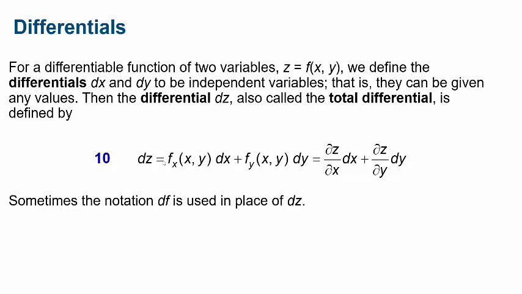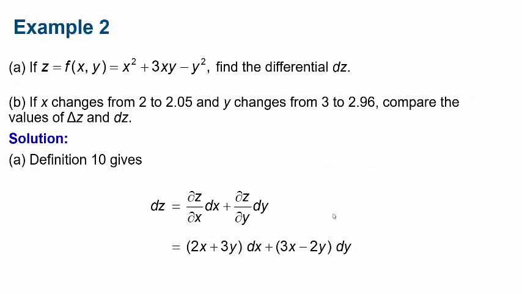dz is equal to the partial derivative of f with respect to x times dx plus the partial derivative of f with respect to y times dy. Or in another notation looking like this. Sometimes the notation df is used to replace dz in these cases. All right, let's just do an example real quick.